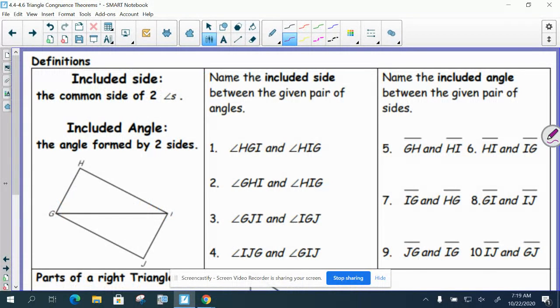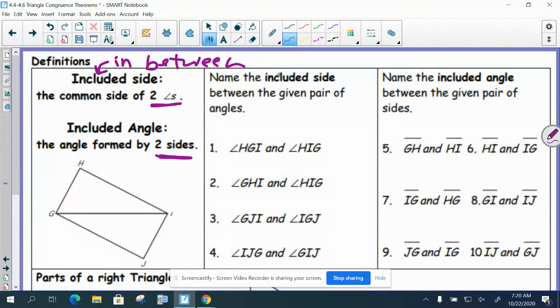But before we do that, we do need to go over some vocabulary. That is included side and included angle. Included just means in between. My apologies. An included side is a side that is in between two other angles, and an included angle is an angle that's between two sides.